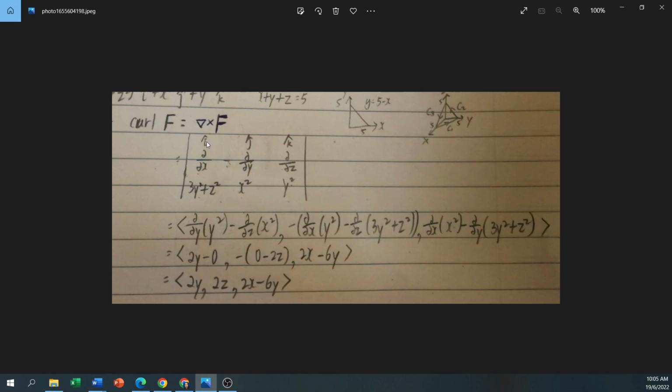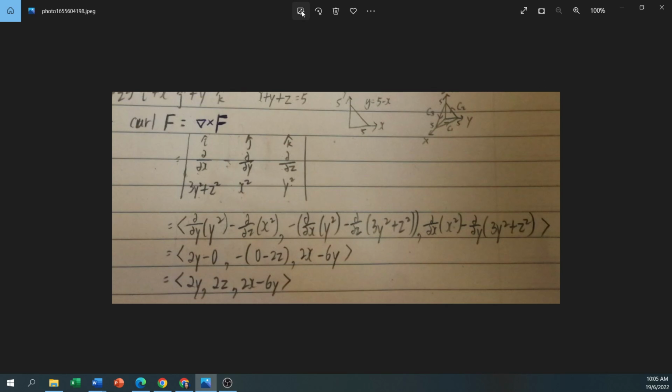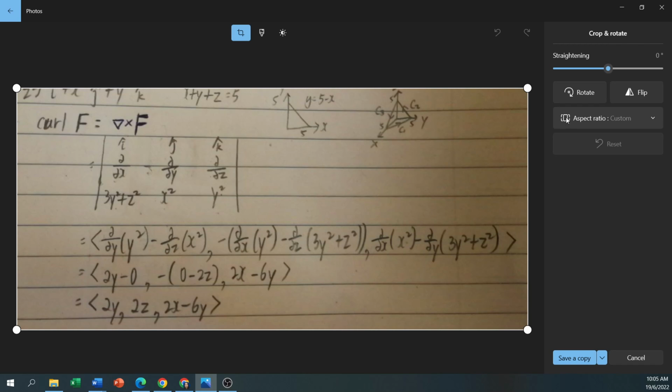Cannot edit. Okay, never mind, I'll just read it. Component i, you close it and then you take ∂/∂y of z squared minus ∂/∂z of x squared. So this is 0. ∂/∂y of y squared is 2y. So component i is 2y.